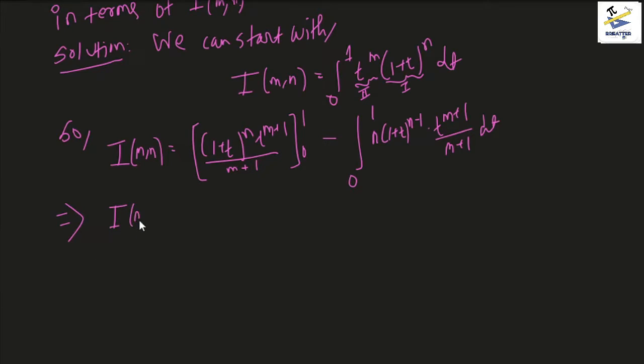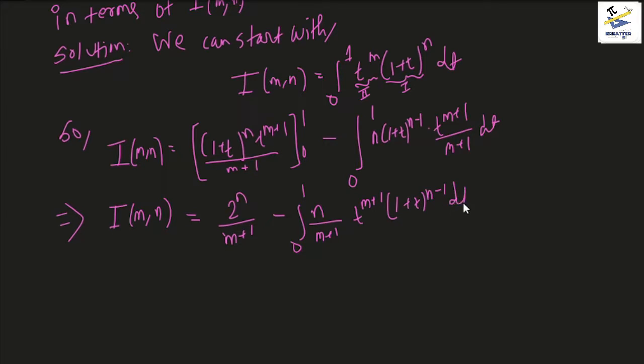So we write I of m comma n equals, so when you put in 1 here, what you get is 2 to the power n by m plus 1, and when you put in 0 you get a 0, so this is the whole thing, minus integral 0 to 1 of n by m plus 1 into t to the power m plus 1 into (1 plus t) whole to the power n minus 1 dt. Now notice that this integral right here is basically I of m plus 1, n minus 1, right? So we write that to get I m n equals 2 to the power n by m plus 1 minus n by m plus 1 into I of m plus 1, n minus 1.